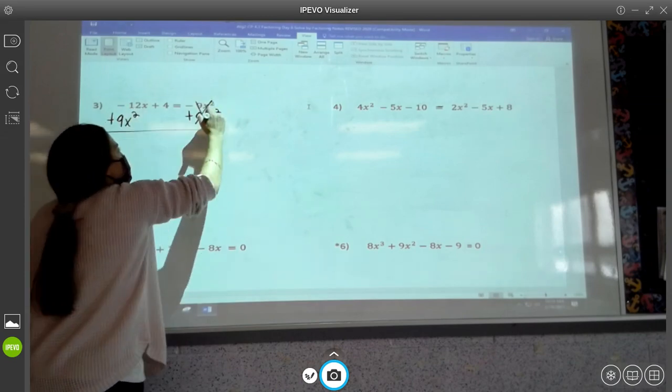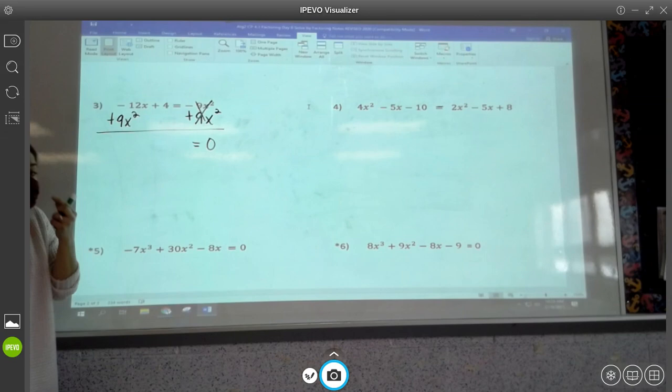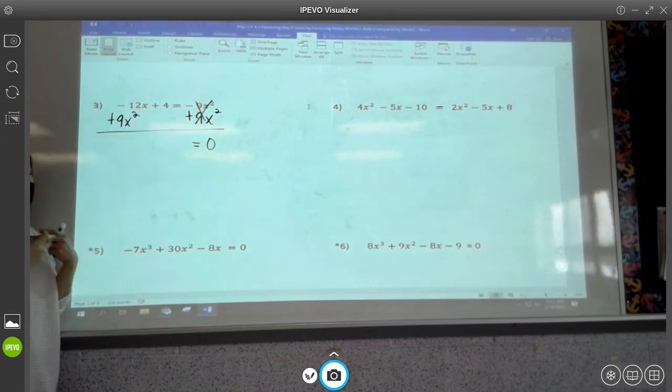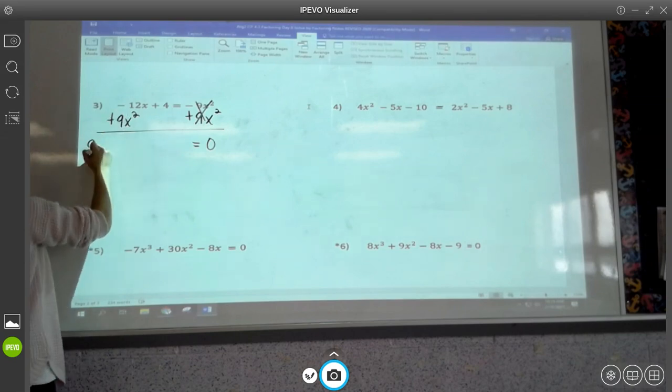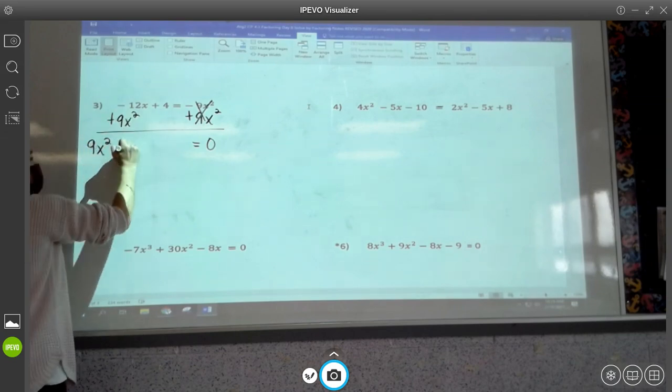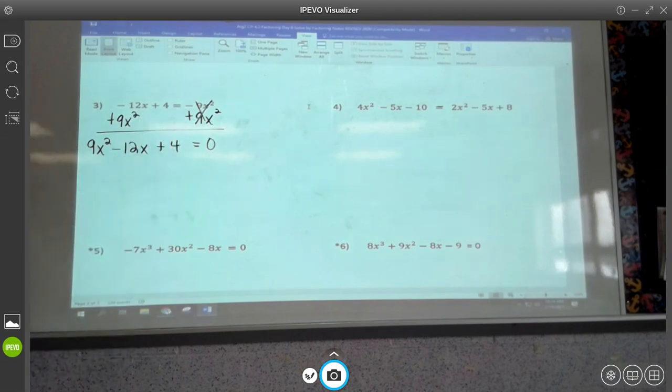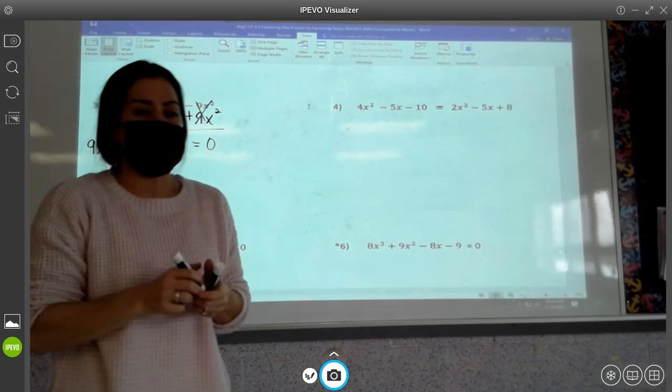All right? Now I don't have anything on that side, which is good. I want it equal to 0. On this side, I don't have any like terms. So I want to make sure I write everything in the correct order. First, you want our x squared, so our 9x squared. Then we want our x's, so negative 12x, and then we want our number, so plus 4. All right, so we have everything on one side set equal to 0.